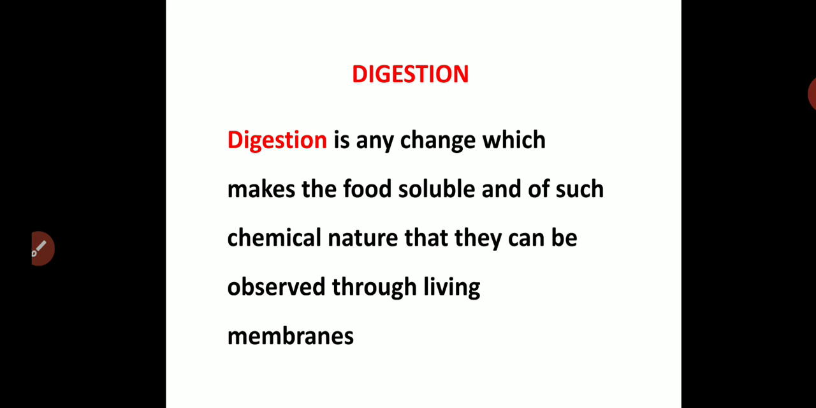Then what is the meaning of the word digestion? Digestion is the breakdown of naturally occurring foodstuff into diffusible form, or it can also be called chemical simplification of food, or it is a change which makes the food soluble and of such chemical nature that it can be absorbed through the living membrane. So this is the definition of digestion.